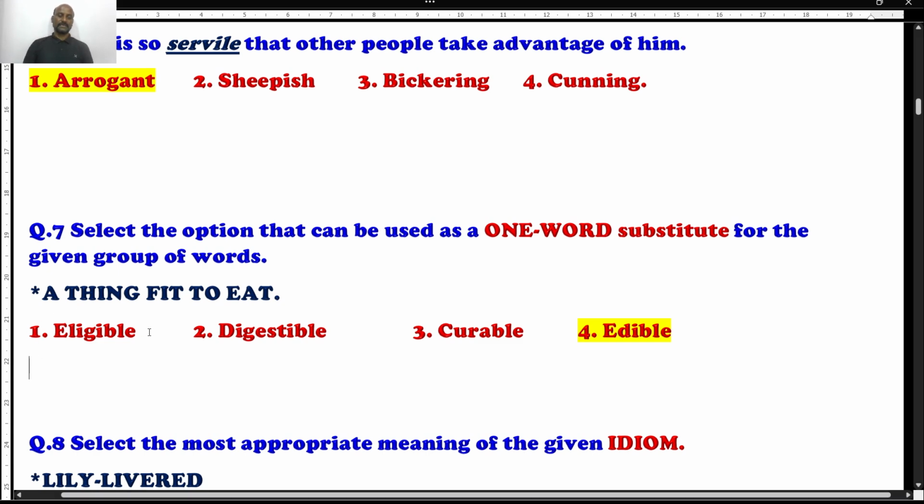Is it eligible? No. Digestible? No. Curable? No. It is edible. Edible means which is fit to consume, which is fit to be intaken. So this is going to be the right answer.